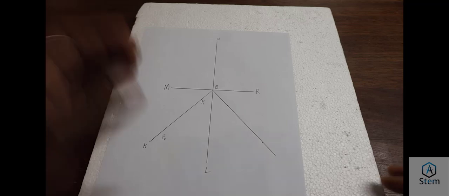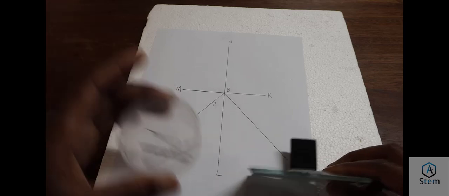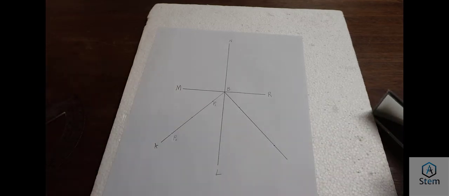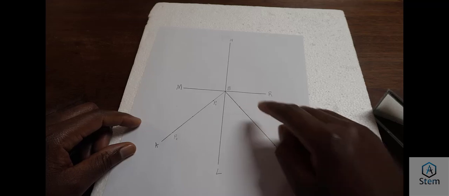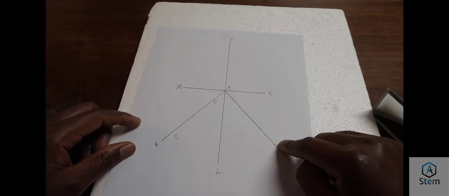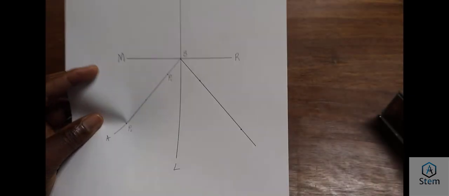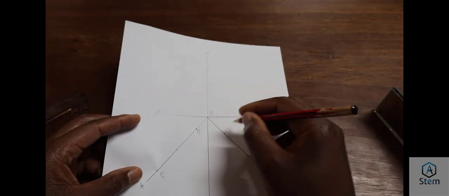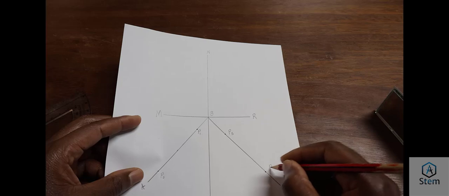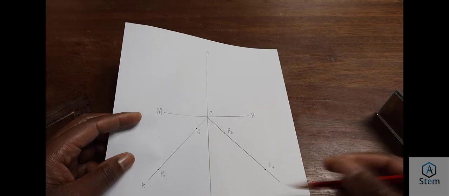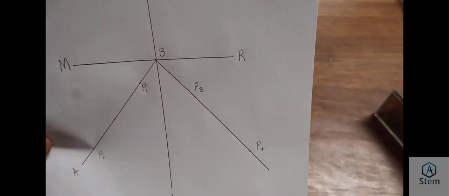Okay, so I have removed the mirror and the pins. This is where the one pin was sitting and another pin was sitting right over here. Okay, let's label P3, P4. So the positions of the pins have been labeled.